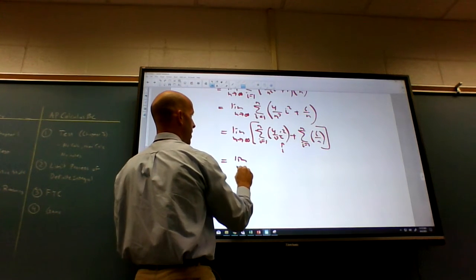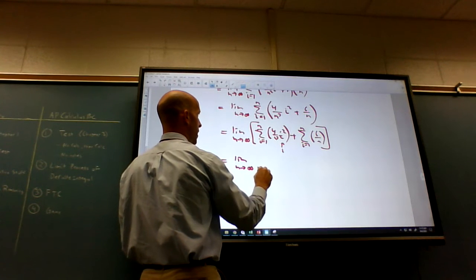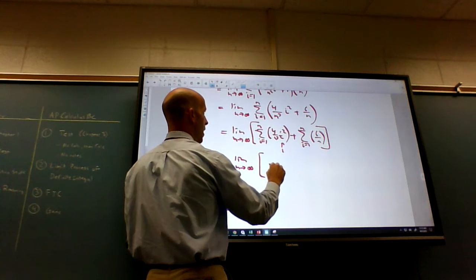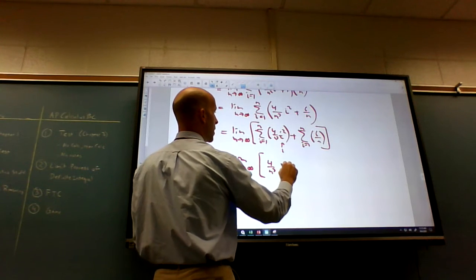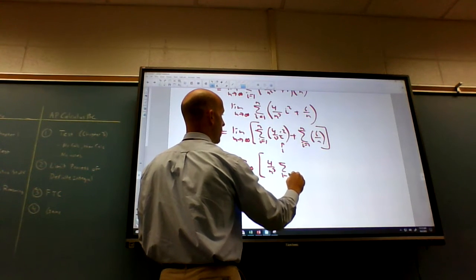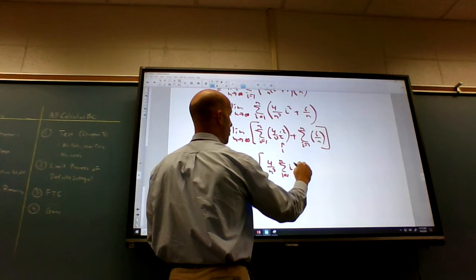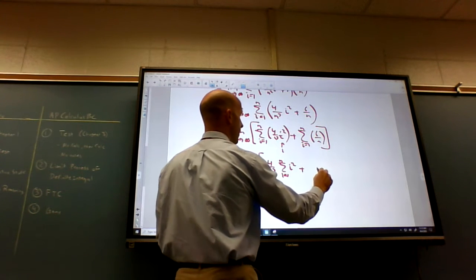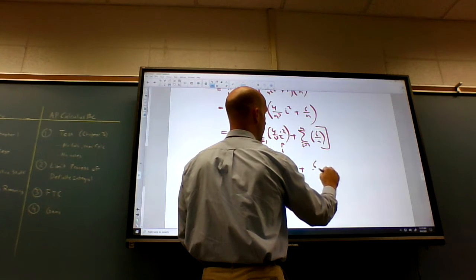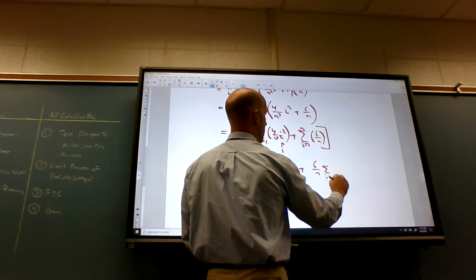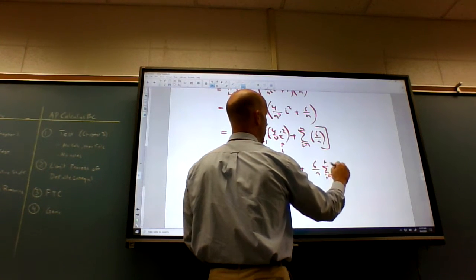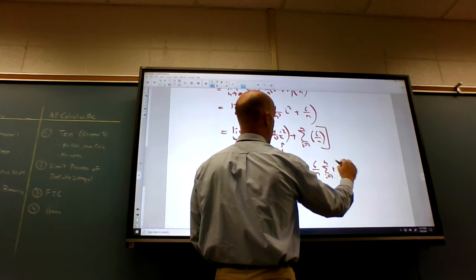So this is going to be the limit as n goes to infinity of 4 over n cubed times the summation of I equaling 1 to n of I squared, plus 6 over n, because that does not involve I at all, times the summation from 1 to n of, and then I'm just going to write the number 1 there.